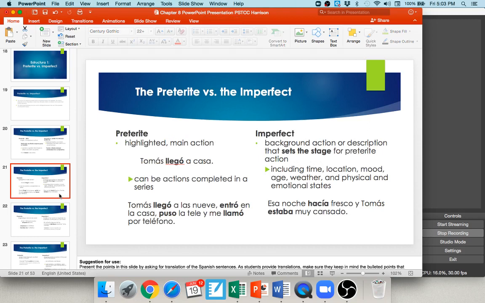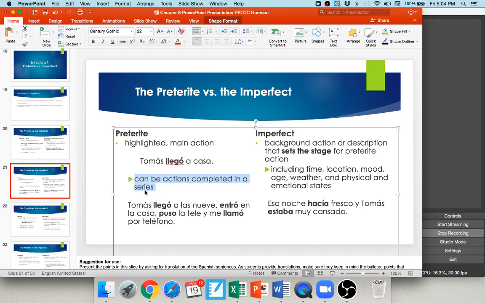Some more examples. Especially when you're reading a story, the preterite usually talks about a series of events or a series of completed actions. It also usually highlights the main action of the story. So, for example, highlighting a main action, Tomás llegó a casa. Tomás arrived home. That's a main action. We're highlighting that he arrived. For a series of events, Tomás llegó a las nueve, entró en la casa, puso la tele, y me llamó por teléfono. So, Tomás arrived at 9, entered the house, turned on the TV, called me on the phone, right? Boom, boom, boom. Series of events.